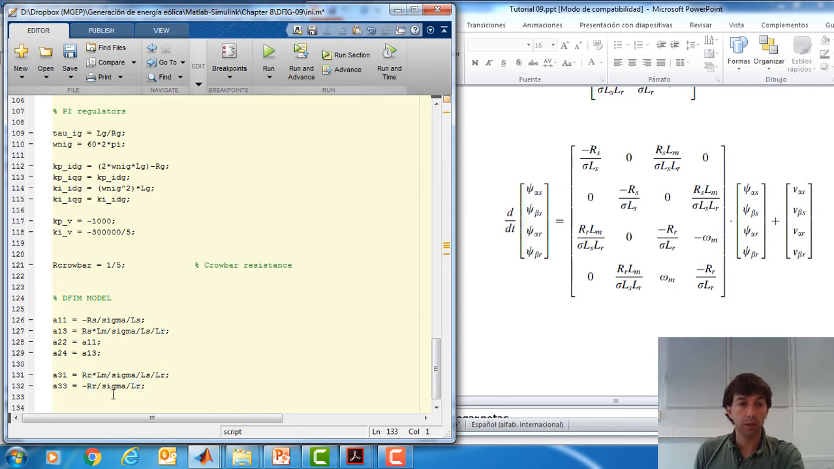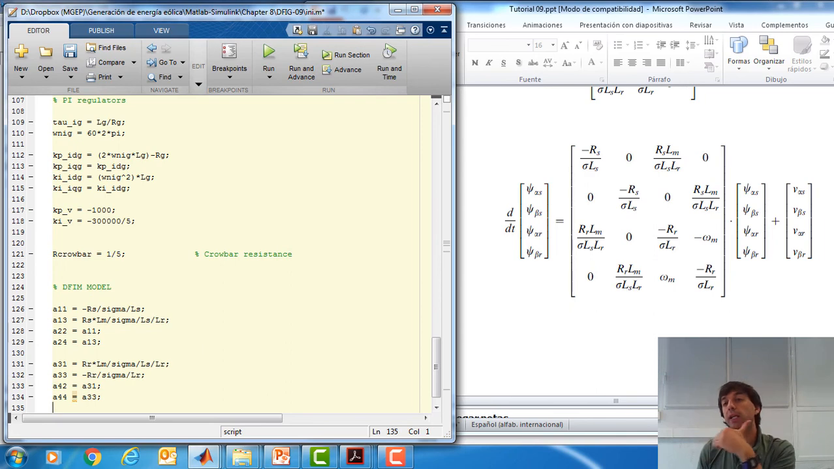Okay, this is A42, which is going to be equal to A31, and finally A44 is going to be equal to A33. You can see here that with this state space representation we can use any control theory from the classic automatic or control theory that we want.